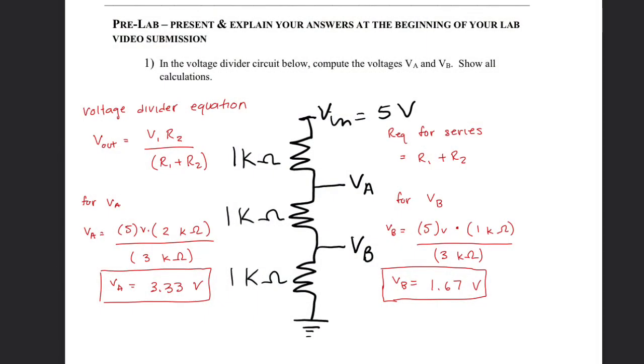For pre-lab problem 1, we have 3 resistors in series, which act as 2 different voltage dividers. I've written down the equation for a voltage divider, as well as the equation to find equivalent resistance when resistors are in series. The total resistance here is 3 kiloohms. For VA, R2 equals 2 kiloohms, and for VB, R2 equals 1 kiloohm. Now I plugged it into the equation and got VA equals 3.33 volts and VB equals 1.67 volts.